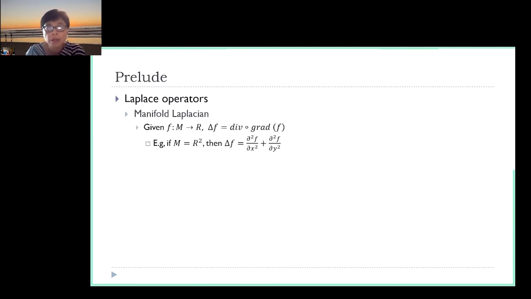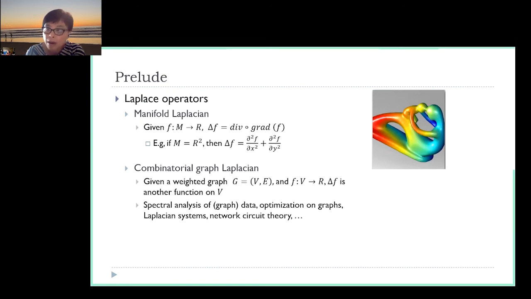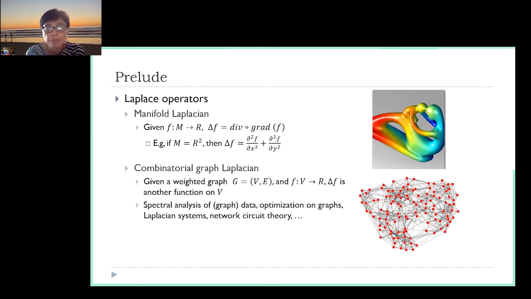We probably all know the Laplace operator. It can be defined for different objects. The manifold Laplacian, for example, is a second-order differential operator defined for functions on smooth manifolds. You can also define this for graphs. We have the combinatorial graph Laplacian, which I'm going to introduce shortly. You can think of it as a linear operator for functions defined on vertices of graphs. The graph Laplacian has been used very widely in spectral graph theory for handling optimization tasks on graphs, for example graph partitioning and so on.